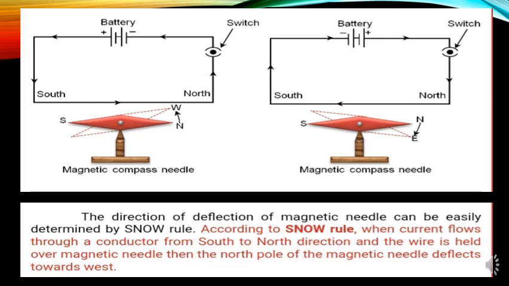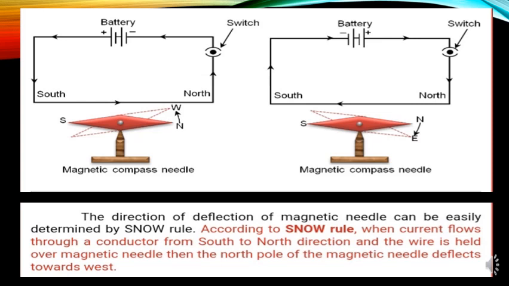That is SNOW, the SNOW rule. You can read this again so that it is easy to understand. Here the word SNOW is used as an acronym for south, north and west direction. You can pause the video and read this again so that you can understand the directions easily.